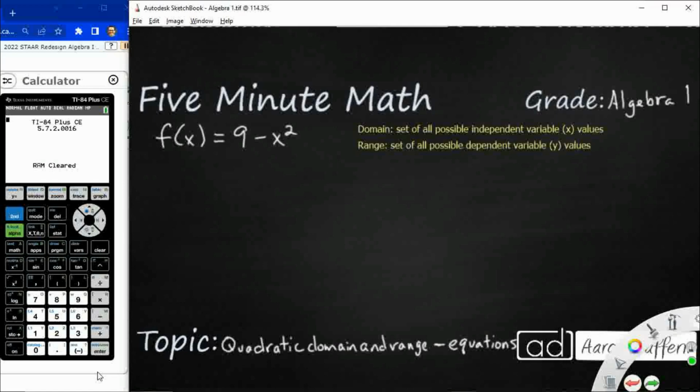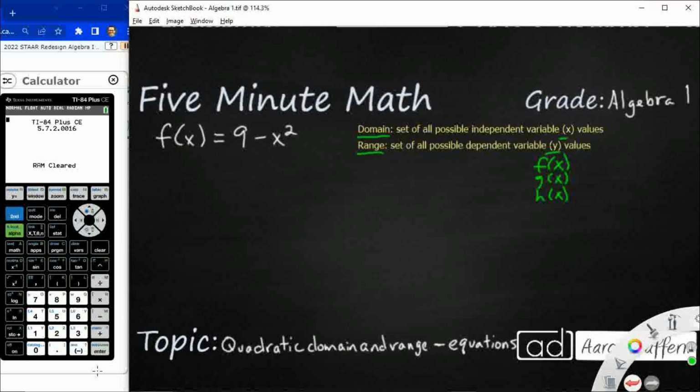So we remember that our domain is the set of all possible independent variable values, and so typically that's going to be our x values. Our range is our set of all possible dependent variable values. Sometimes it's our y values, but even in this particular problem, we see that it's not the y, it's the f of x. I've seen it as the g of x, h of x. There's several options, right?